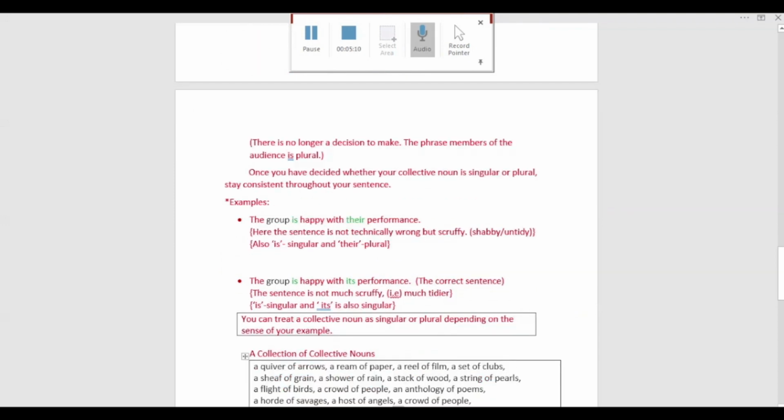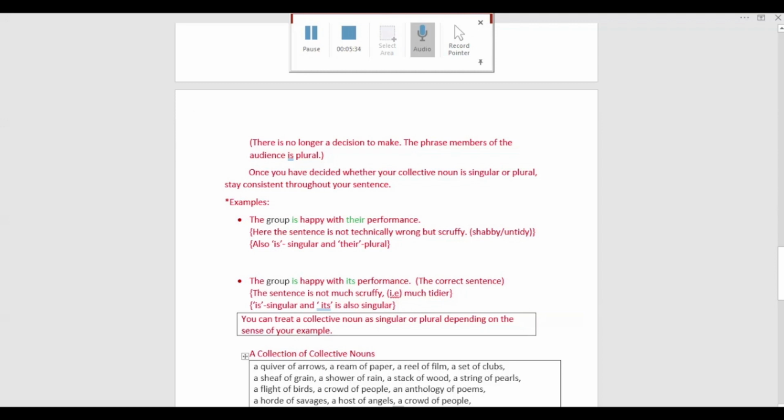Okay. Once you have decided whether your collective noun is singular or plural, stay consistent throughout your sentence. So you have decided that your collective noun is going to be singular or plural. Okay. So in that case, stick to one, either singular or plural. Be consistent. Okay. Example. The group is happy with their performance.